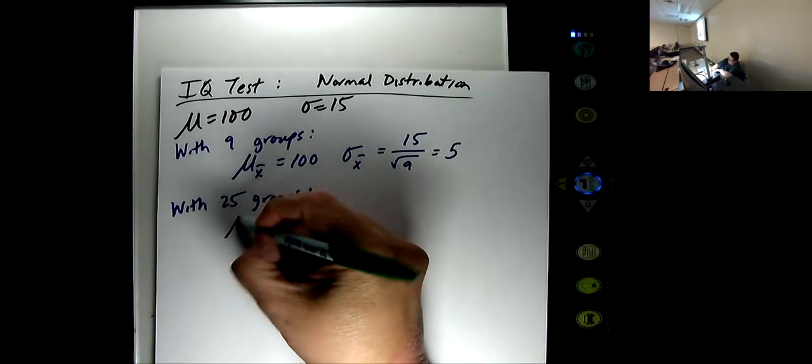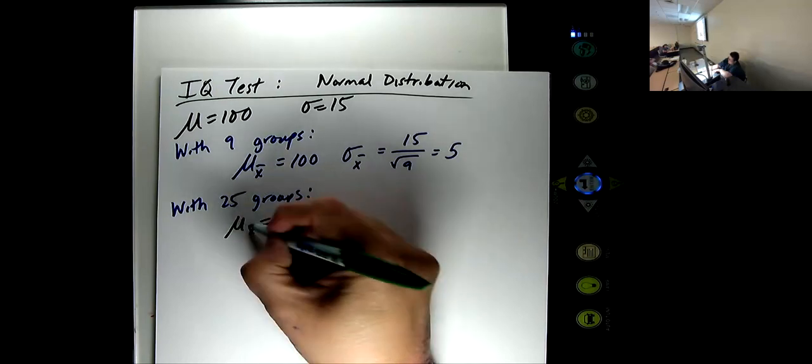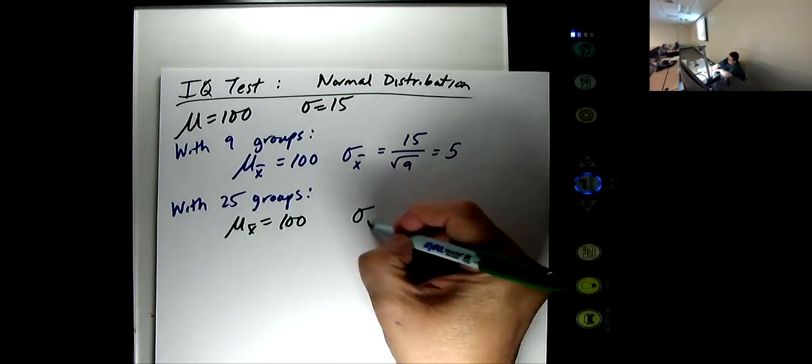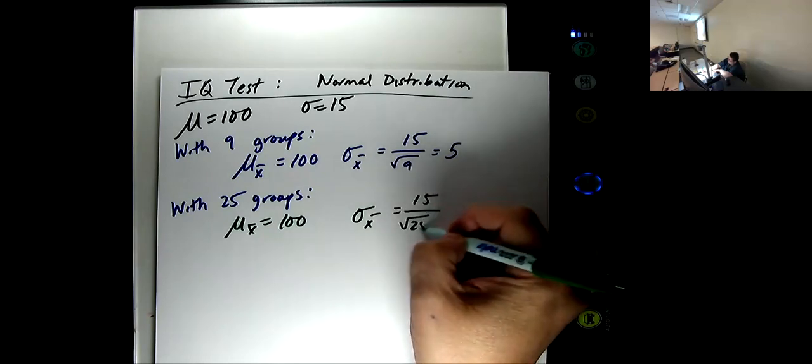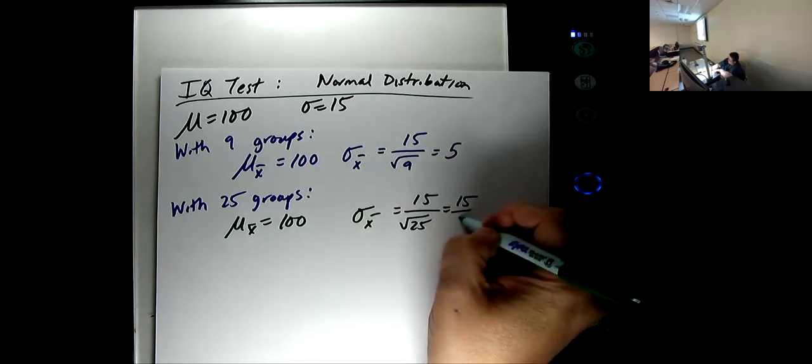All right, so if you do it here, the mu should be the same. The standard deviation is gonna be 15 over the square root of 25, which is 15 over 5, which is 3.